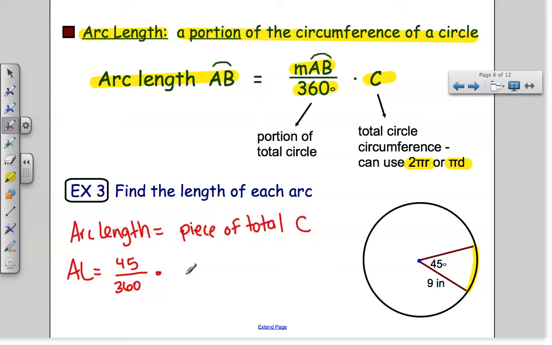Now for circumference, I can put just C, or I can put 2 pi r, or I can put pi d. I know the radius of this circle is 9. I might as well use 2 times pi times the radius of 9.